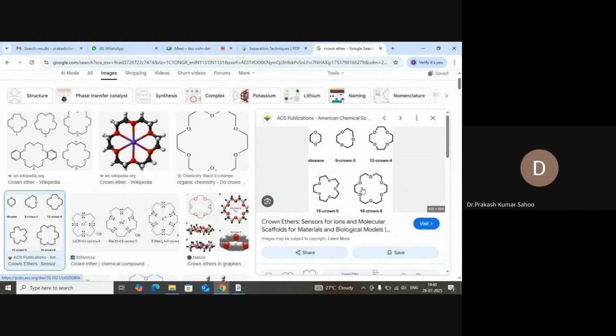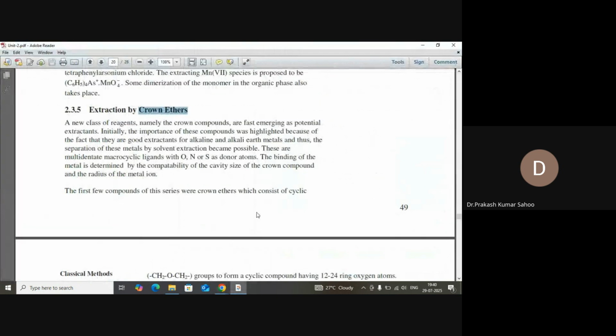See here, it is 18 crown 6. It is 12 crown 4. It is now 9 crown 3. It is known as dioxane. That is known as what? 1, 2, 3, 4, 5, 6. That means 6 crown 2. It is 15 crown 5. So the total number of atoms in the crown, then the number of oxygen atoms. It is known as the naming of crown.